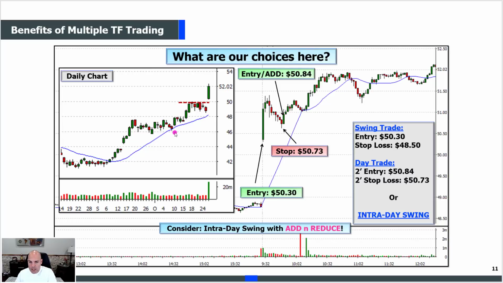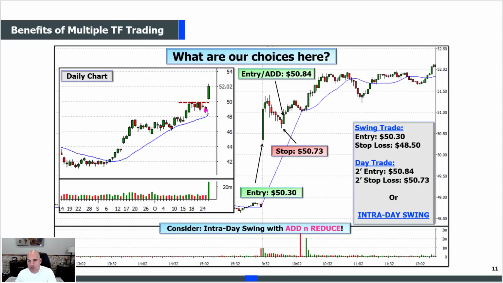48 entry, 46 stop loss, $2 stop loss, $500 risk, 250 shares. $50 comes along, it gaps up. You're going to add at 50.25. You're going to add a full lot. You're going to have 250 more shares. Now you have 500 shares. Cost average is going to be roughly 49, like 49.07. Okay? Your stop loss is 49. It's a free trade. Think about it.